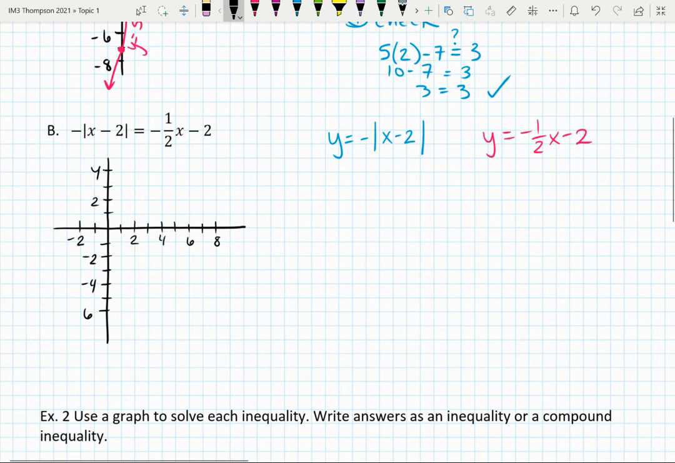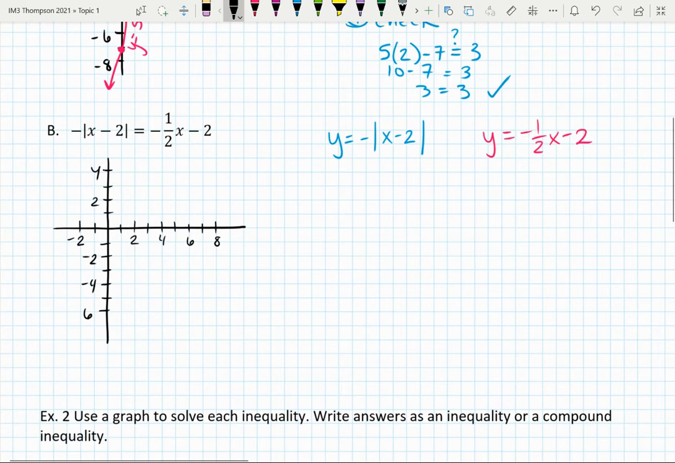Okay, starting off right here. Y is equal to the negative absolute value of x minus 2. Tell me anything you know about that problem. Yeah. That's the vertex on 2, 0. Ooh, the vertex is at 2, 0. Excellent. That is true. Great.